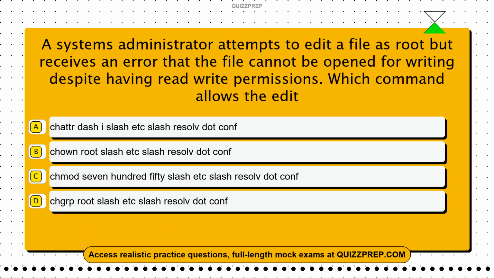Question 57. A systems administrator attempts to edit a file as root but receives an error that the file cannot be opened for writing despite having read-write permissions. Which command allows the edit? Option A, chattr -i /etc/resolv.conf. Option B, chown root /etc/resolv.conf. Option C, chmod 750 /etc/resolv.conf. Option D, chgrp root /etc/resolv.conf.